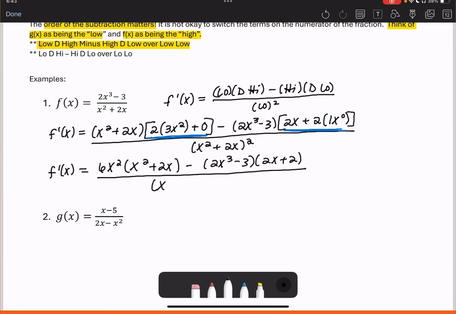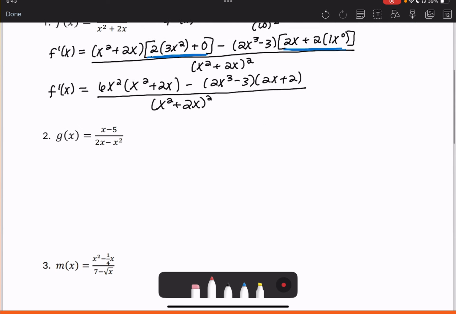And you don't need to multiply out the bottom or multiply out anything on the top. You can just leave it just like that. Okay, and this is our derivative. And then we'll be putting that in Excel as we get a little further along with our derivatives.